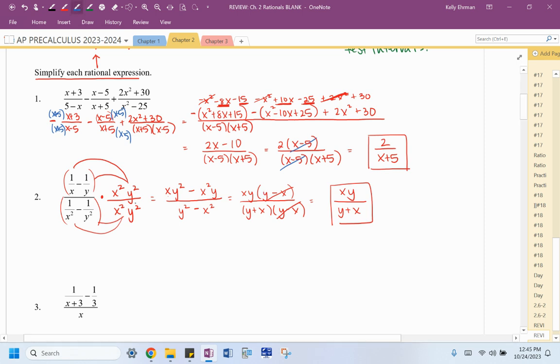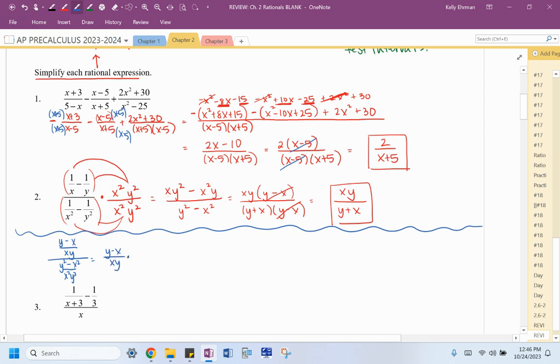If that is confusing to you, you can also do the math separately. You could get a common denominator in the top. So the top has a common denominator of xy. This becomes y. This becomes x. The bottom has a common denominator of x squared, y squared. This becomes y squared minus x squared. Rewrite the problem so you're multiplying by the reciprocal of the bottom.